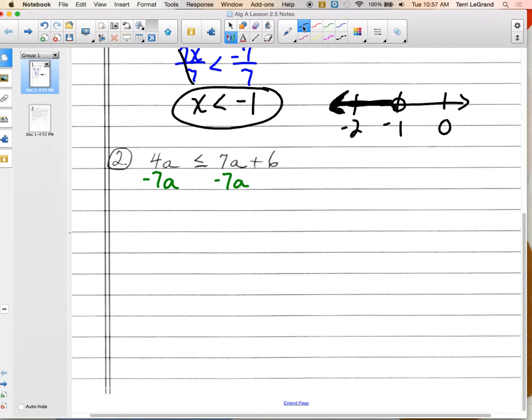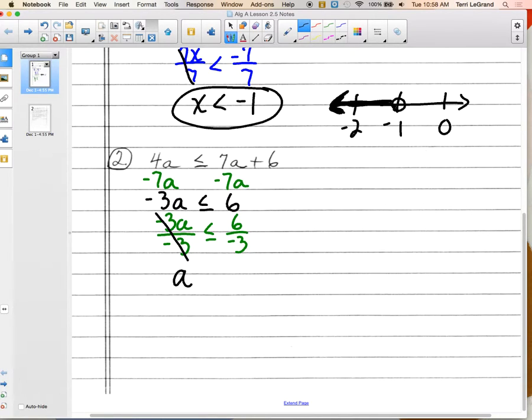4A take away 7A. Negative 3A. Negative 3A is less than or equal to 6. Next move. Divide both sides by -3. Okay, so negative 3A gets divided by -3. 6 gets divided by -3. Those -3's on the left cancel each other out.